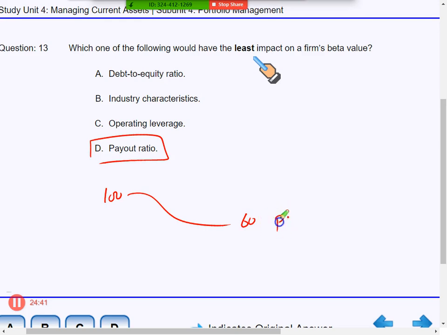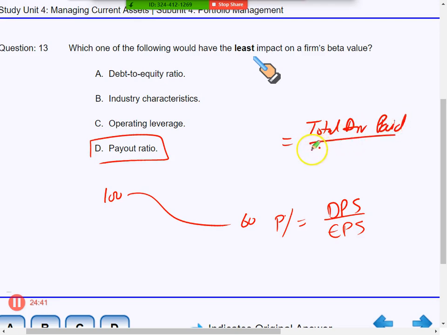Payout ratio can simply be calculated as how much dividend per share you have paid upon how much earnings per share you have earned. So it can also be calculated as total dividend paid divided by total earnings for the current period. Either you take it on a per share basis, or you take total dividend by total earnings, or dividend per share by earnings per share. This is what you call the payout ratio.